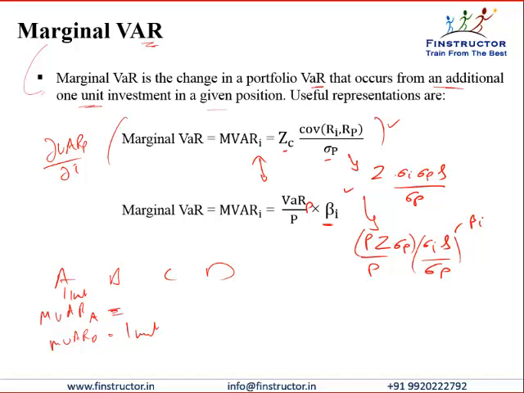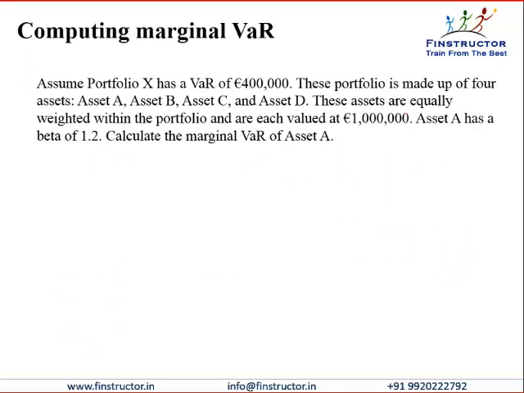So let's do an example and understand. Assume a portfolio has a VAR of $400,000. This portfolio is made up of 4 assets, A, B, C and D. The assets are equally weighted with a value of 1 million. And asset A has a beta of 1.2. So in this case beta is given, so we'll apply the beta formula to calculate the marginal VAR.